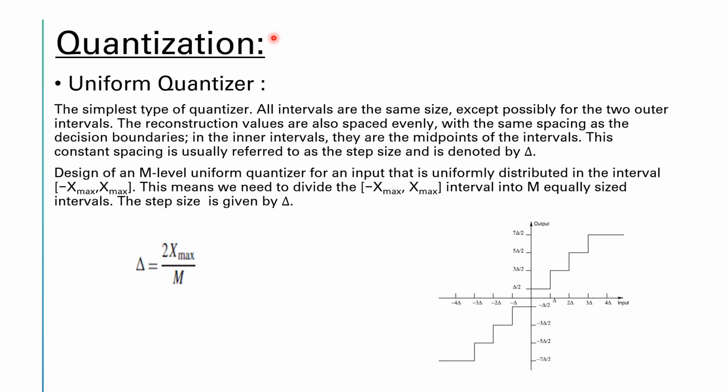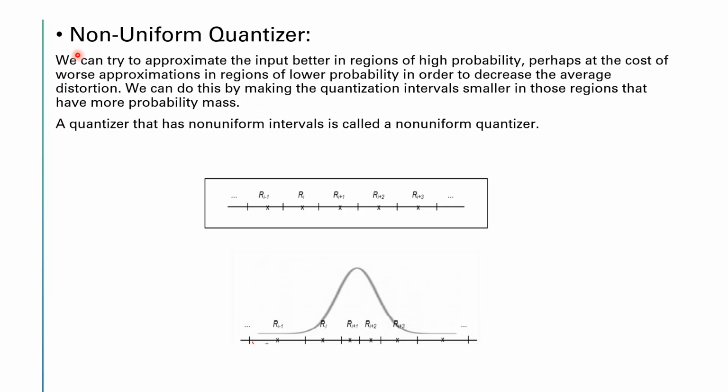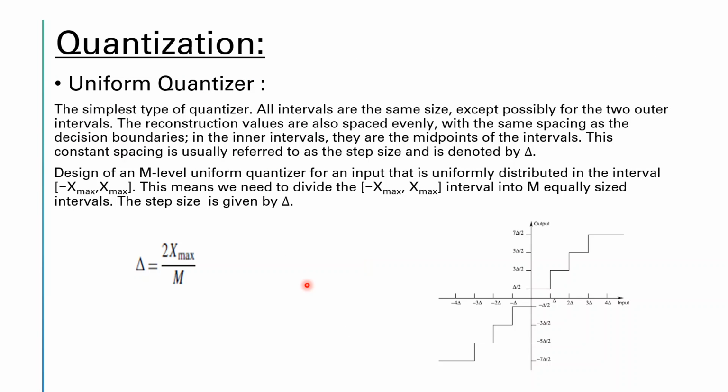Quantization is a major step in lossy predictive coding. We have two types of quantizer: uniform quantizer and non-uniform quantizer. In a uniform quantizer, the step size remains constant, and the predicted values are also constant. They are divided into equal intervals.